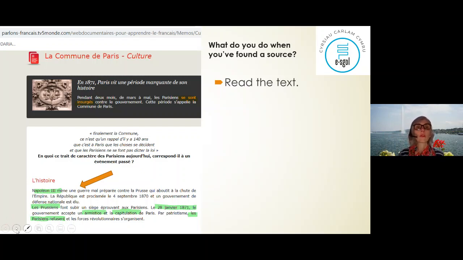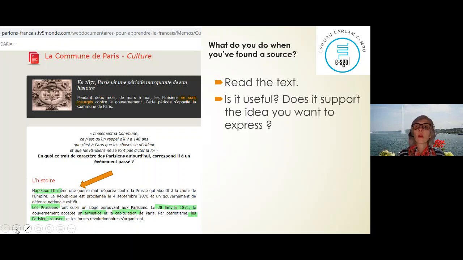You read it: 1871, Paris vit une période marquante de son histoire, etc. So once that is done, you check, is it useful? If it's useful, you keep it. If it's not useful, you don't write anything about it, you forget about it, and you look for something which will be more useful for you for your oral.